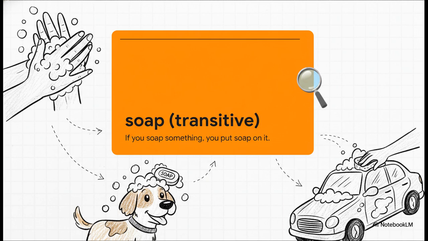And here's our next big clue from the instruction manual, the word transitive. Don't let the fancy term scare you. All it means is that this action, this verb, needs a target. It has to act on something. You can't just soap into thin air. You have to soap something. You soap your hands, you soap the dog, you get the idea.